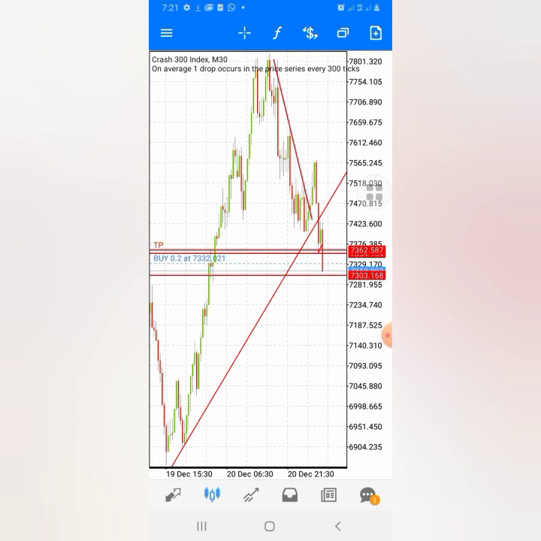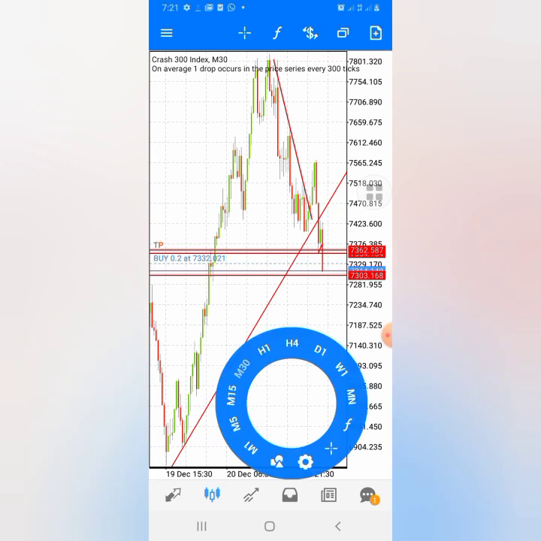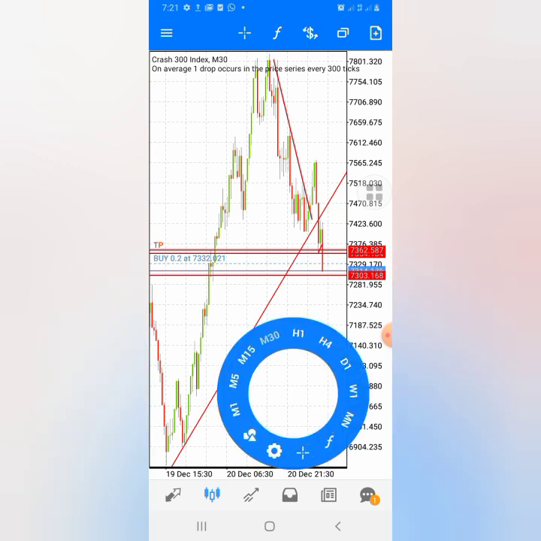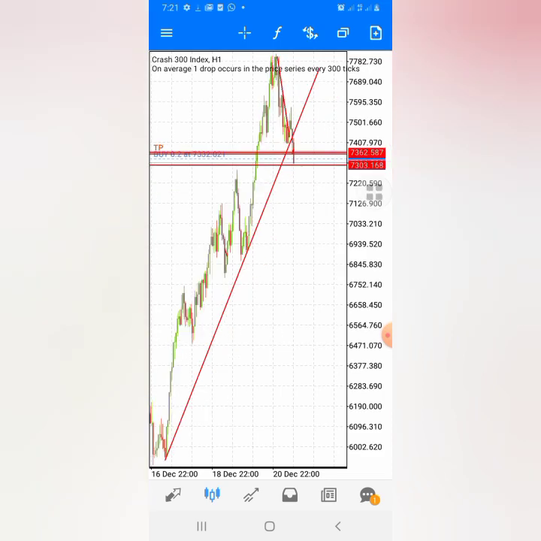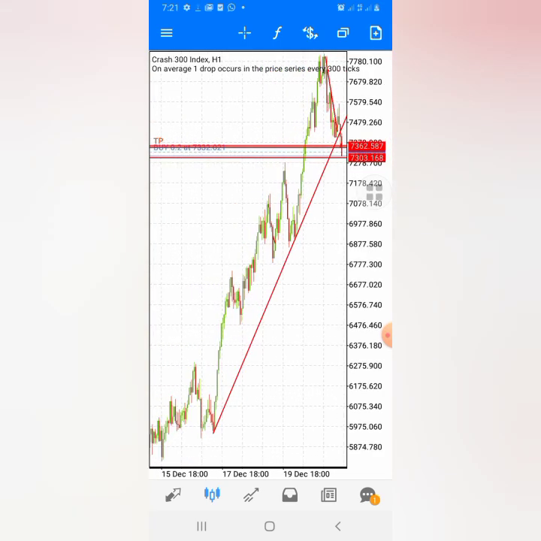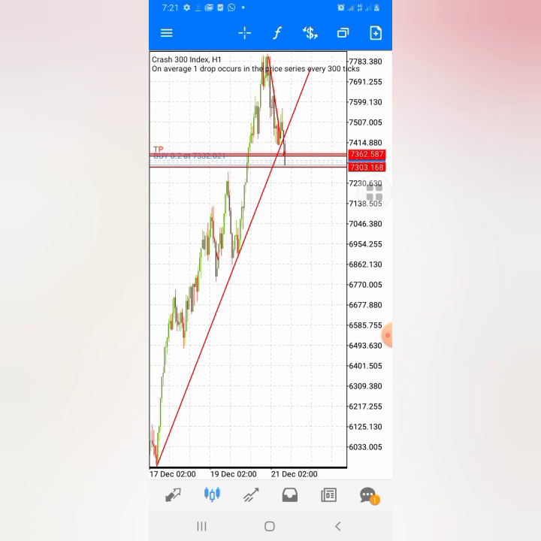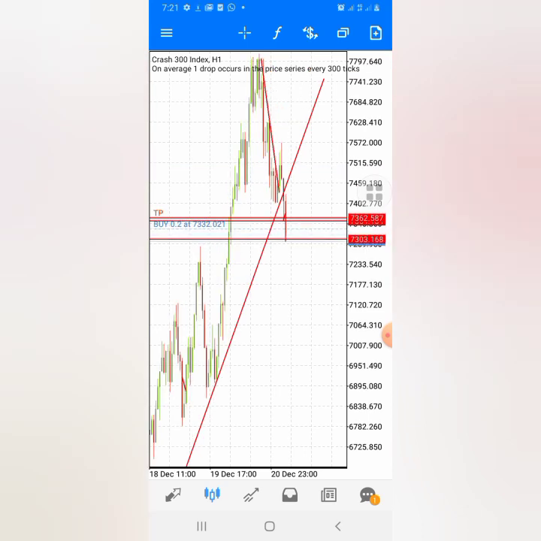I was about to tell you, when you open your chart, what you do first is you go to a higher time frame. I prefer you go to the 1 hour time frame. You now check the trend of the market. You see my trend line. The market just broke my trend line and it's going down. You see it went down a bit now.